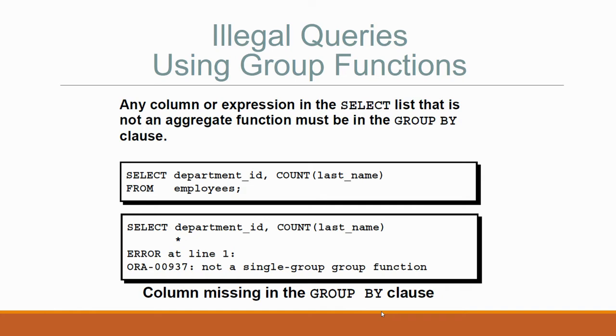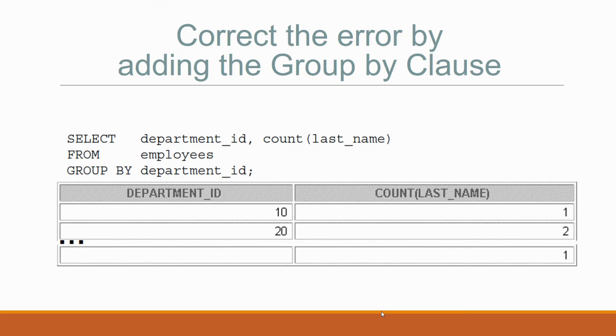Whenever you use a mixture of individual items, like say department ID, and a group function, say count, in the same select statement, you must include a group by clause that specifies the individual items, in this case, department ID. If the group by clause is missing, then the error message "not a single group function" appears, and an asterisk points to the offending column. You can correct the error by adding the group by clause.